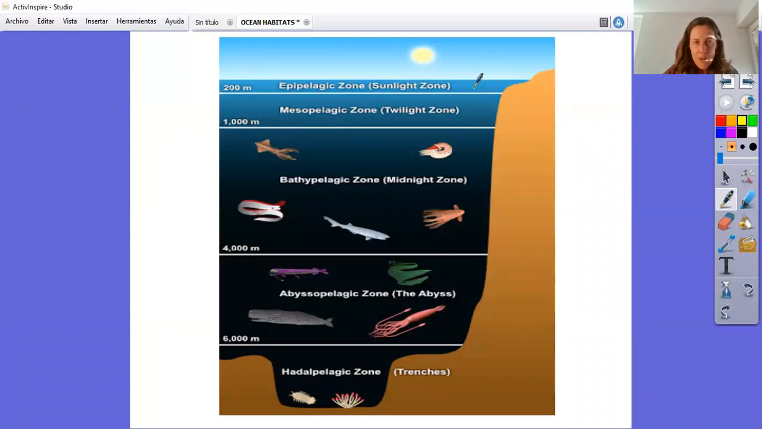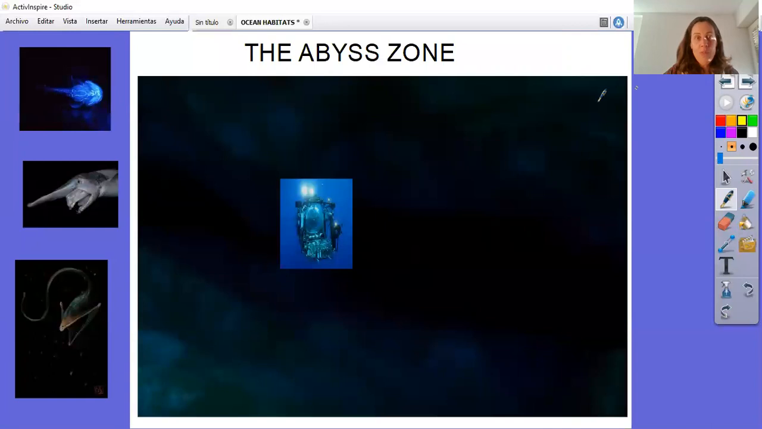So far, we learned about the sunlight zone, check. The twilight zone, check. The midnight zone, okay? Look at the color of the water. Look how it changes, all right? From light blue to almost black, okay? But there is another zone. Yes, it's amazing, but there is one more.